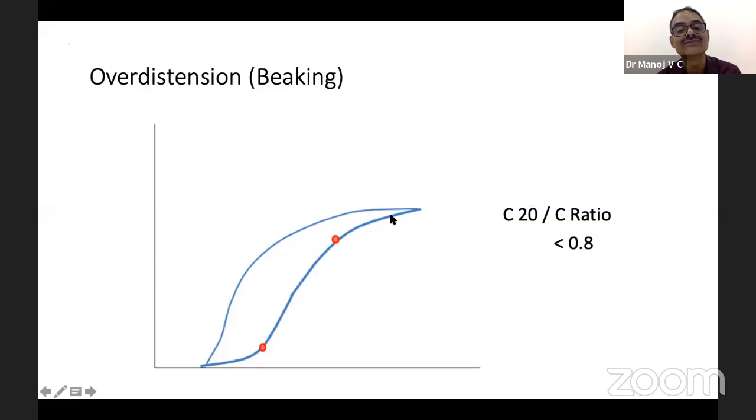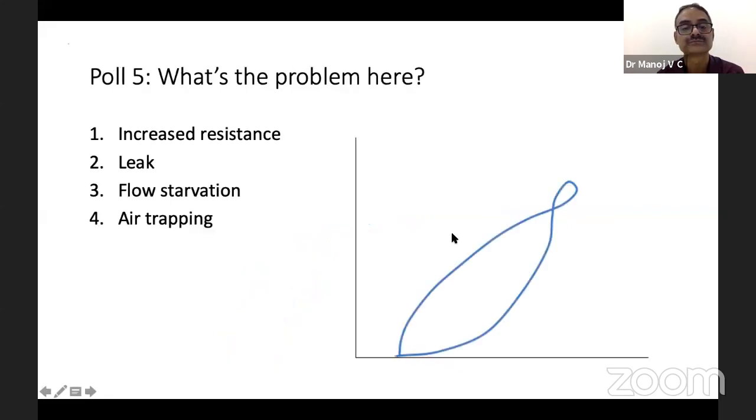Regarding this overdistension, Murali had actually alluded to the C20 by C ratio. What is the C20 by C ratio? It is the compliance in the last 20% of the compliance loop as a ratio to the total compliance. Ideally it should be 1. If you are using volume targeting, at least it should be more than 0.8. If it is less than 0.8, you are using too much pressure, you are overdistending the lung, you need to come down. And most modern day ventilators will tell you the C20 by C ratio in its measured panel.